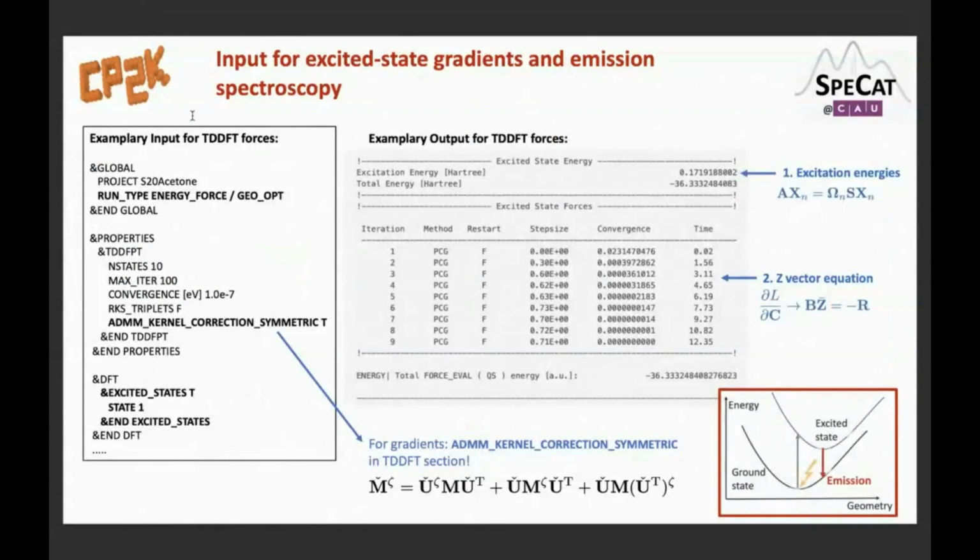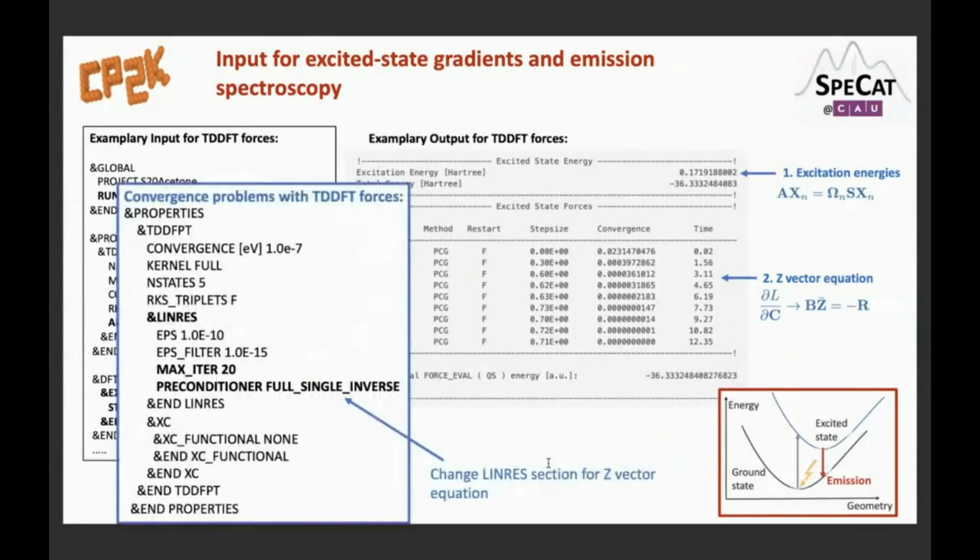But coming to the computation of excited state forces, what you have to do now is switch the energy keyword to a force keyword or geop keyword. If you want to use ADMM, you should always include the ADMM kernel correction symmetric keyword, and you have to choose the excited state that you actually want to optimize. In the output, you will then see that you are solving, as I had on the slides before, first this excitation eigenvalue problem. You get the excitation energy or the energy of the excited state, and then you're iteratively solving the Z-vector equation to get the final optimized geometry.